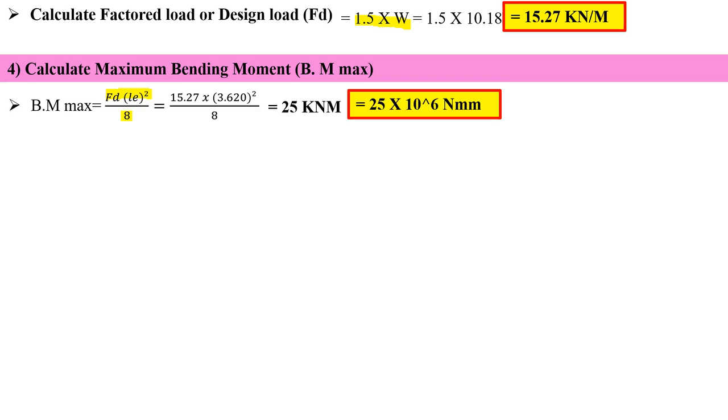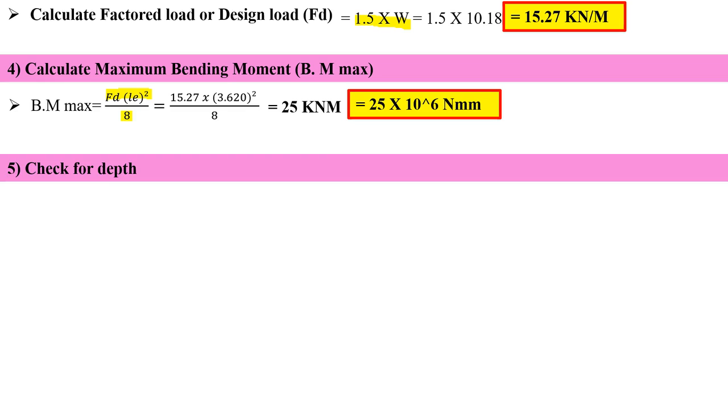So kilonewton will be converted into Newton, that is 10 raised to 3, and meter is converted into mm, that is again 10 raised to 3. So it becomes 10 raised to 6. Now check for the depth.